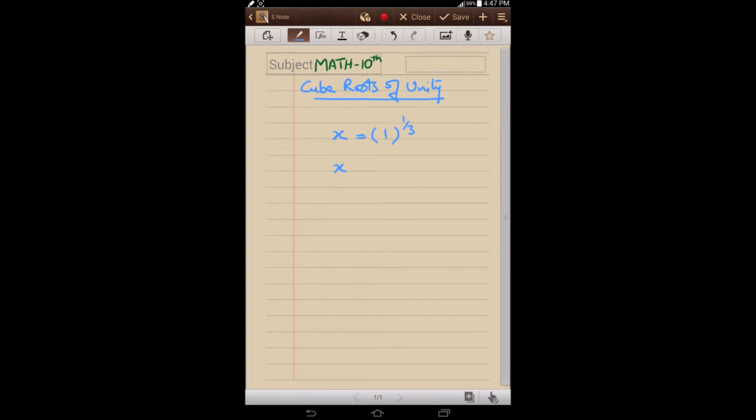We can take the cube of both sides, so it will be 1 cube. So we can write x cube is equal to, right-hand side, 1. We can write x cube minus 1 is equal to 0. Now we can write x cube minus 1 cube, because 1 cube is equal to 1, so no difference, is equal to 0.